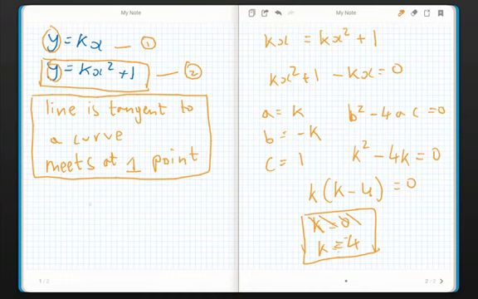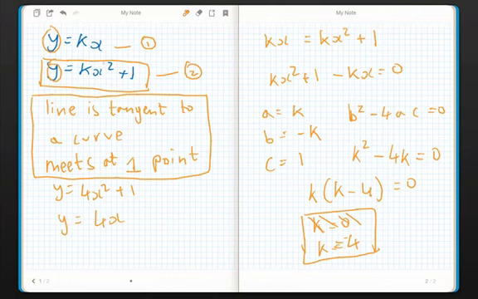Now it says state what value the line y = kx intercepts at that one point y = kx² + 1. How do we find that? So let's substitute for k in both equations. In equation number 2, we have y = 4x² + 1. And in equation number 1, we have y = 4x. Now, I think I can clear this page. I hope you've got this done.